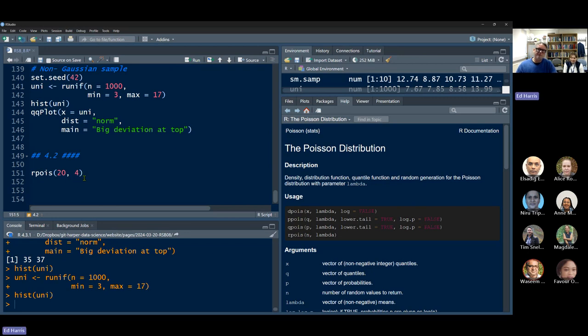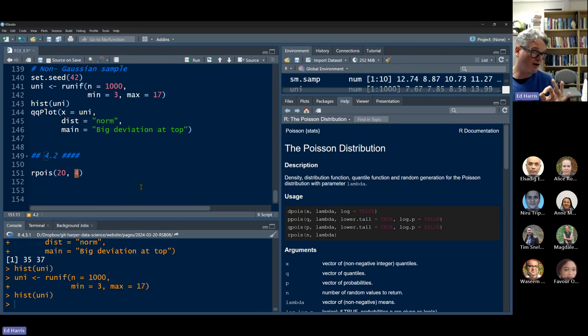Now, what is this? As Megan said, lambda is the parameter, rather than mean and standard deviation, which each could assume any value for the Gaussian. For Poisson, it's a characteristic of the distribution that the mean and standard deviation are equal, and they're both described by the lambda parameter. Here, we're going to simulate 20 values with a mean of 4. We should expect some zeros and maybe some values up to 8.